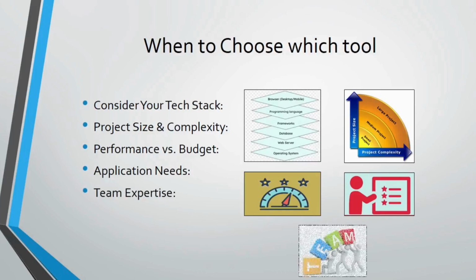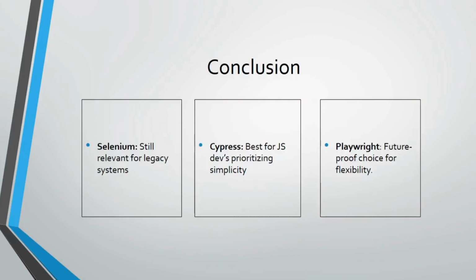And lastly, team expertise. Leverage what your team knows. For example, a team of backend engineers might find Selenium or Playwright easier to adopt, while front-end JavaScript developers will likely prefer Cypress because of JavaScript fluency and interactive tools. So these are the important factors in deciding when to choose which tool. Moving on to the next slide.